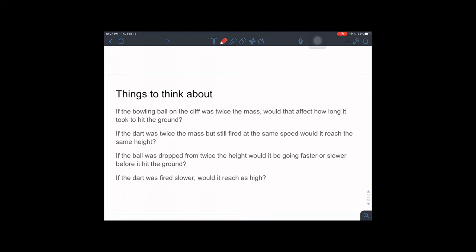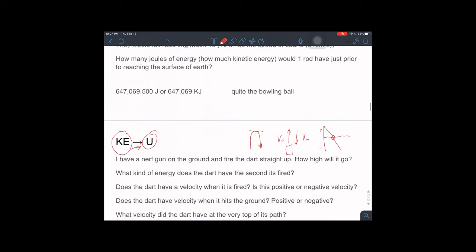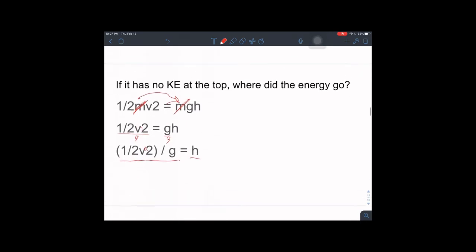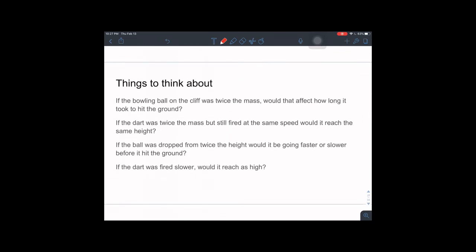If the dart was twice the mass but fired at the same speed, would it reach the same height? Yes, it would. Again, we see here that we can solve for the height of the dart, and mass is not a variable. If the ball was dropped from twice the height, would it be going faster or slower before it hit the ground?